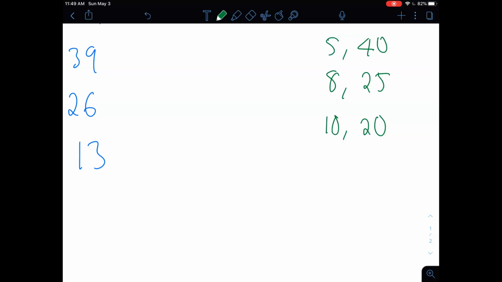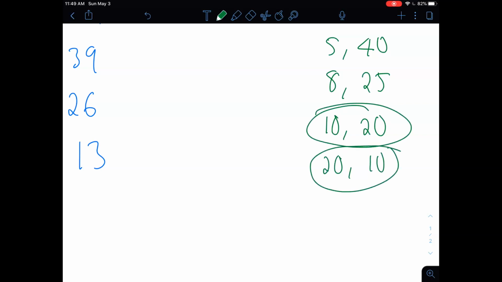200 divided by 12. Nope. 200 divided by 13. Nope. 200 divided by 14. Nope. 200 divided by 15. Nope. 200 divided by 16. Close. It's 12.5. Not quite. 200 divided by 17. Nope. 200 divided by 18. Nope. 200 divided by 19. Nope. Then 200 divided by 20. That's 20 and 10 again, but like I said, we can stop there because we already have 10 and 20. We don't need 10 and 20 again.